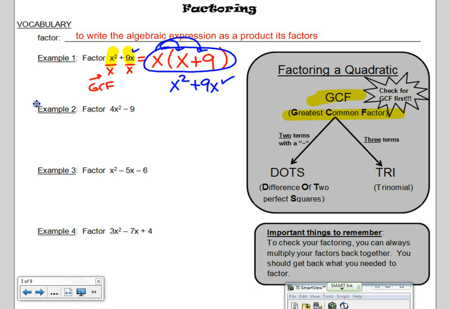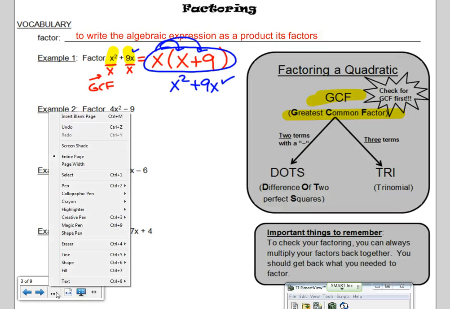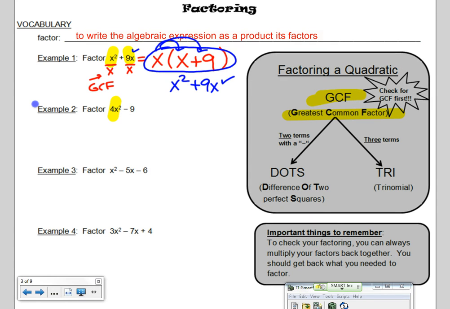Example 2, if I look at the factors of 4x squared minus 9, the first thing I look for is to see if there's a common factor. And there are not. 4x squared and 9 do not have any factors in common. So that means that it's not a GCF type. And what other types are there?